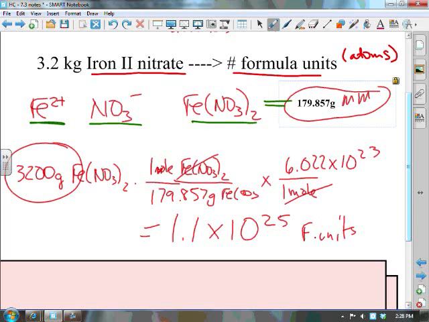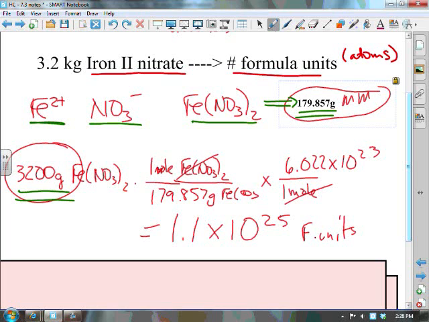Now that you have a formula, you now have a molar mass, 179.857. Now you can do the calculations. 3.2 kilograms of iron 2 nitrate. Don't get caught. That's kilograms. You've got to change it to grams, 3,200. 3,200 grams of iron nitrate multiplied by 1 over its molar mass.